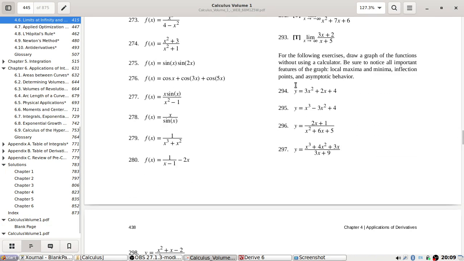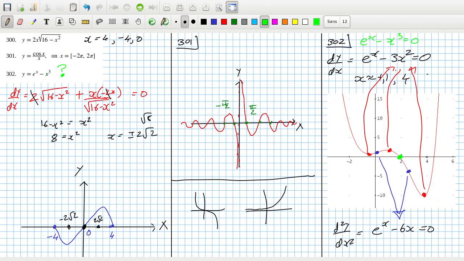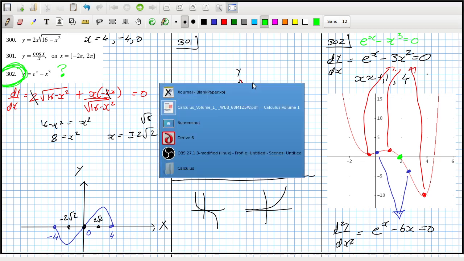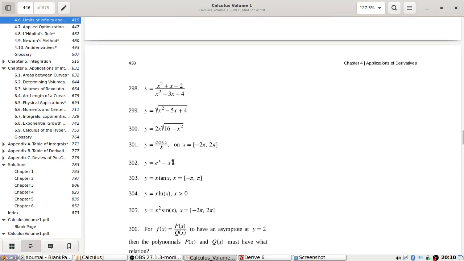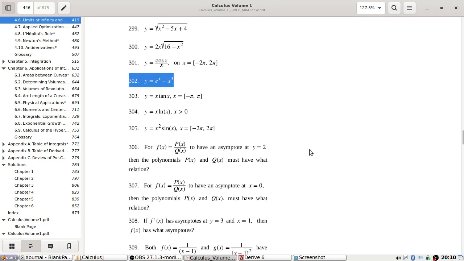Does it allow us to use a calculator? For the following exercise, draw a graph of the functions without using a calculator. Yeah, okay, so that's really impossible to do, and I think I'll open a ticket about this one. Because how are you supposed to solve that? You can't. So I think this 302 question is very unfair. Very unfair. It's an odd one out. Okay.